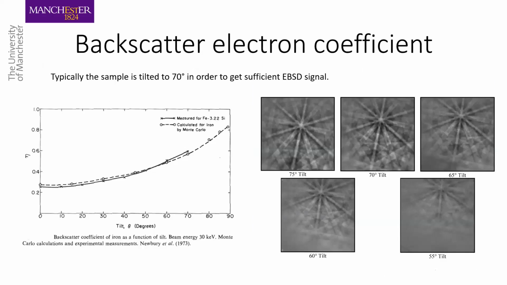Now, if you alter the tilt angle, you still get a signal, but the higher the tilt angle, so I'm showing a series of tilt angles here, backscatter coefficient increases with the tilt angle. So you can see here, for example, for silicon and iron, plots are shown, measurements as well as Monte Carlo simulations, where as you increase the tilt angle, you get a higher backscatter coefficient, and you can see this also in the patterns. So, for example, at 75 degrees, you have a much sharper pattern compared to at 55 degrees.